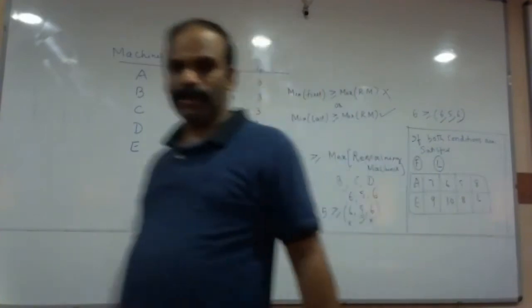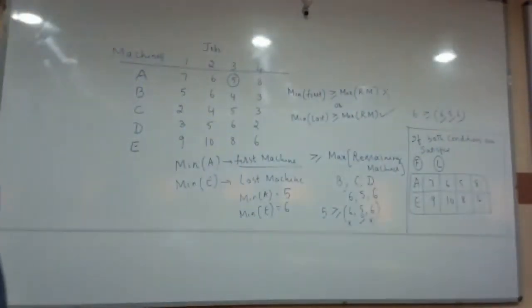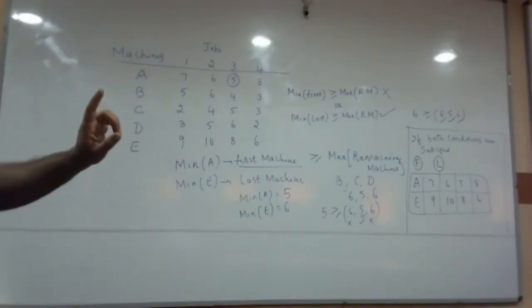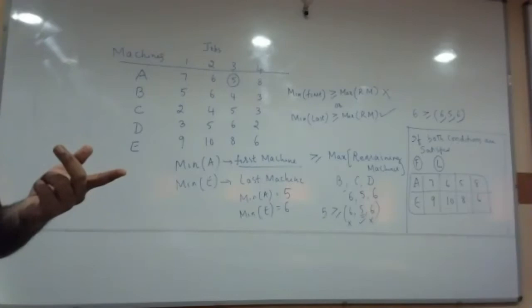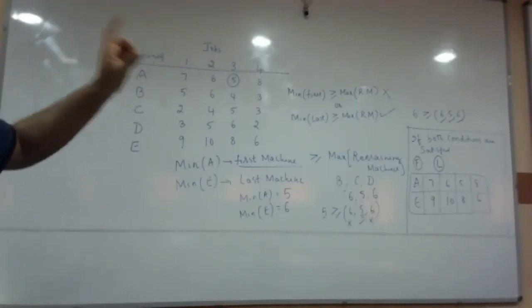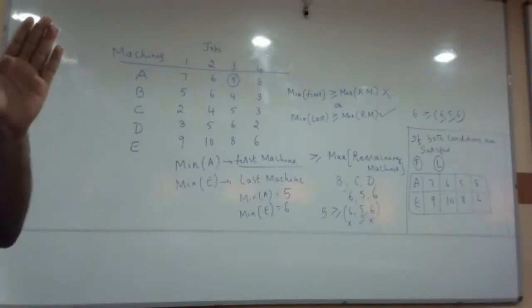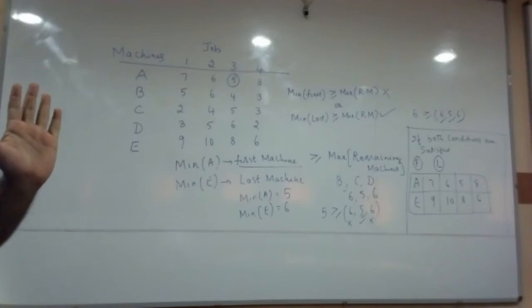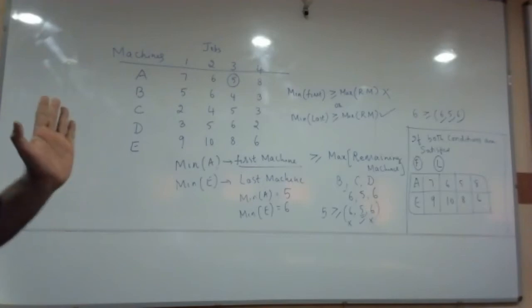Are you able to understand now? Are you all able to get this point clearly? I can directly reduce the given problem into a 2 machine problem if both the conditions are satisfied. To convert to 2 machines, by a simple procedure, I should take the first machine and the last machine, and only those two machines will be used for applying Johnson's rule. I'm not going to do any other calculations here.